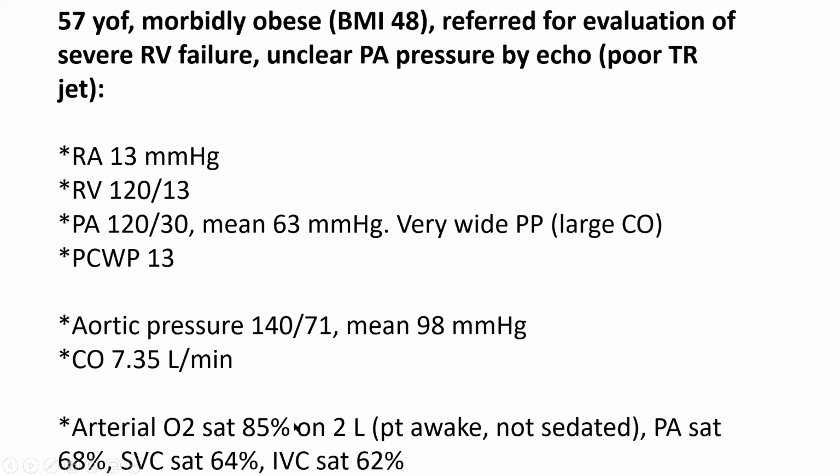Arterial O2 sat is 85%, yet on the right side, there is no left to right shunt. Her PA sats, SVC, IVC are all kind of equal. So there is no left to right shunt, but she has a significant hypoxemia with severe precapillary pulmonary hypertension. So my first question is, why is she hypoxemic? Or the other question I will ask, why do people with pulmonary arterial hypertension get hypoxemic?